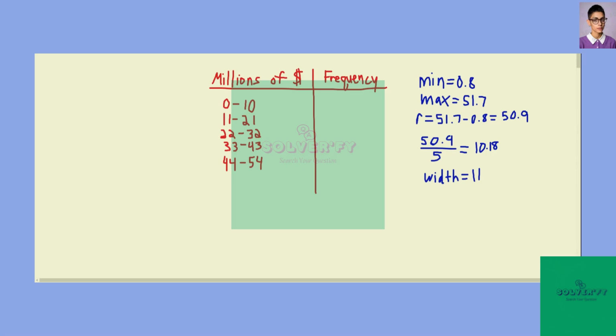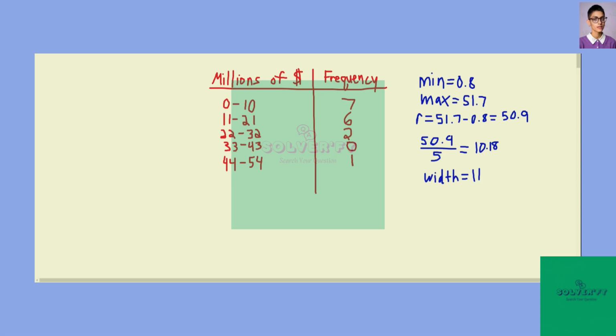All right, now we will count up our frequencies, and we should end up with 7, 6, 2, 0, and 1. Even though one of our frequencies is 0, we do still need to include it because we don't ever want to leave any numbers out from our range.